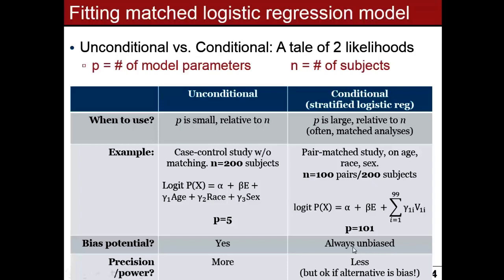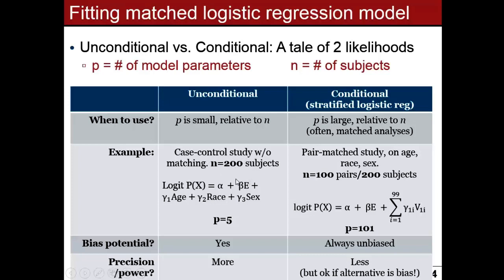And so there are really two flavors of logistic regression, as we've said before. What we've only talked about to date is the unconditional model, which is a more typical modeling situation. We use the unconditional model where the number of parameters, p, is small relative to the number of observations. Let's say we had a standard analysis, a study with 200 people. Let's say it's a case control study, but it doesn't have to be. It can be any study.